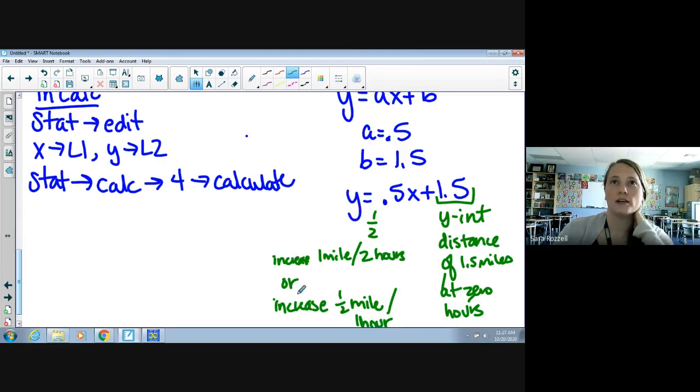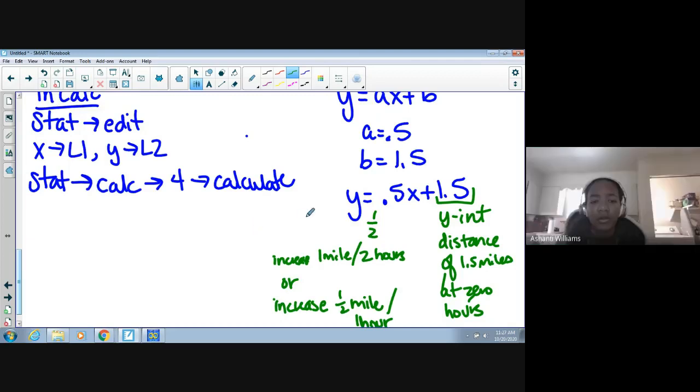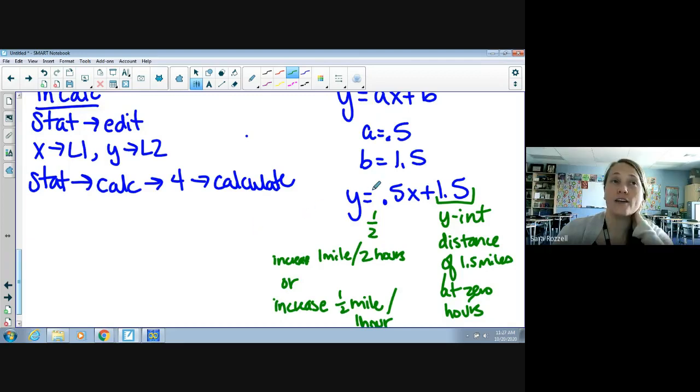How do I know I'm increasing and not decreasing? Because the slope is positive. Yeah, if the slope is negative, you're going to be decreasing. So that's going to show up in your answer.